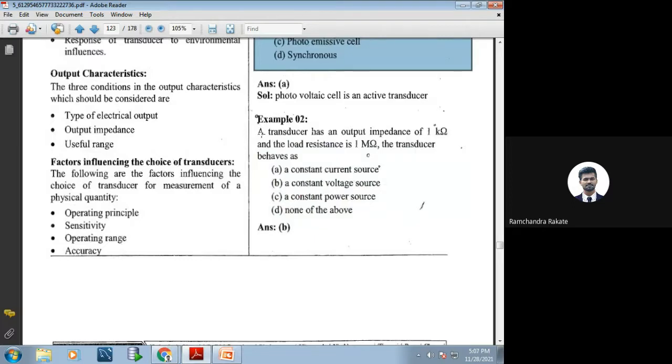Next we have example 2: if a transducer has an output impedance of 1 kilo ohm, then what will be this? Please, anyone read it out. The transducer has an output impedance of 1 kilo ohm and a load resistance of 1 mega ohm. The transducer behaves as what? How will it behave?